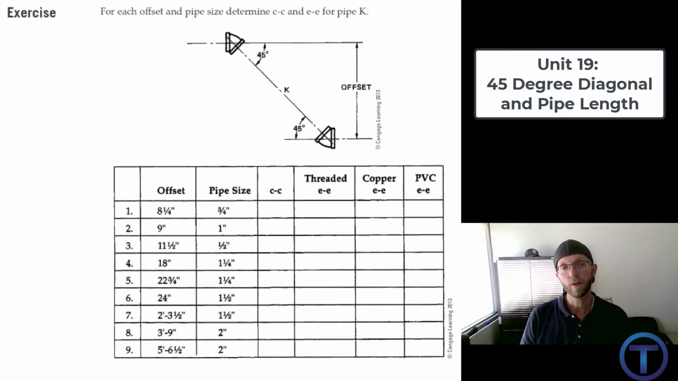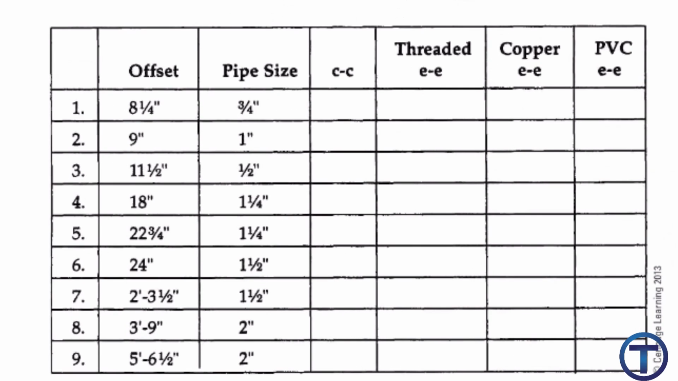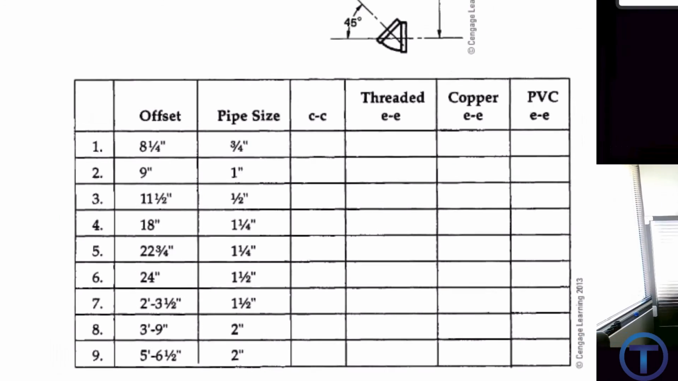Now it's time for you to do your exercises. Here we have the exercises. There's a diagram. This is just all the same. We're going to have this section that's K. It's our diagonal, just like in the sample problem. If you look at the table below, they're going to give you the offset for each one, as well as the pipe size, and that way you can know what your takeoff is going to be, your fitting allowances.